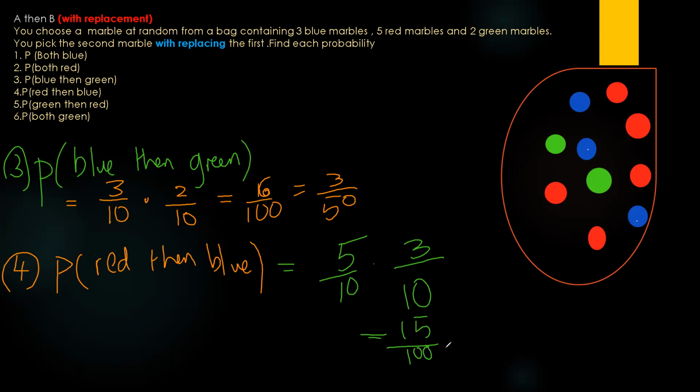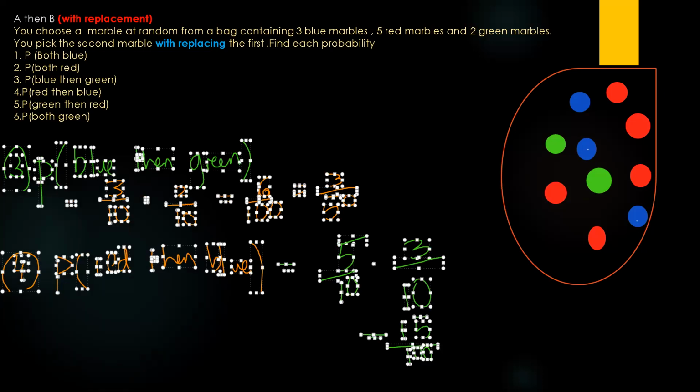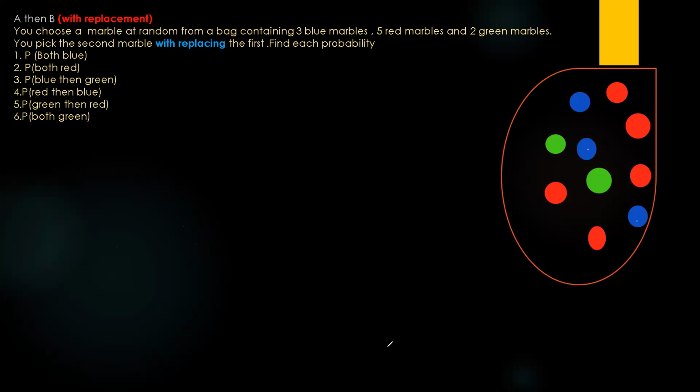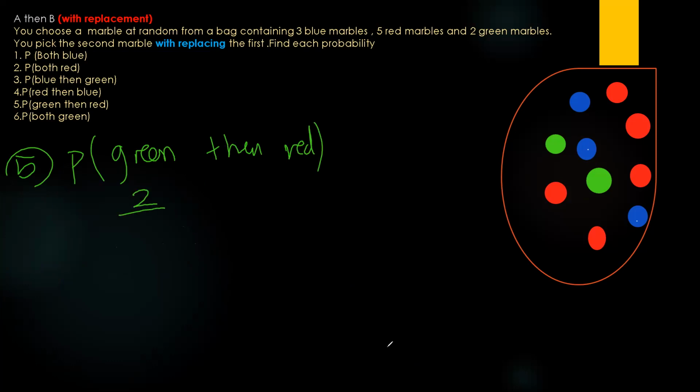I select it, then I replace it. Number 5 now: the probability that the first chosen is green and the second one is red. The first one is green, it's 2 over 10. And the second one is red. How many are red? We have 1, 2, 3, 4, and 5. So 5 over 10, which is 10 over 100 or 1 over 10.